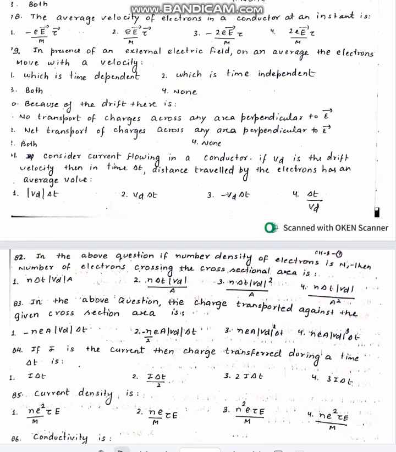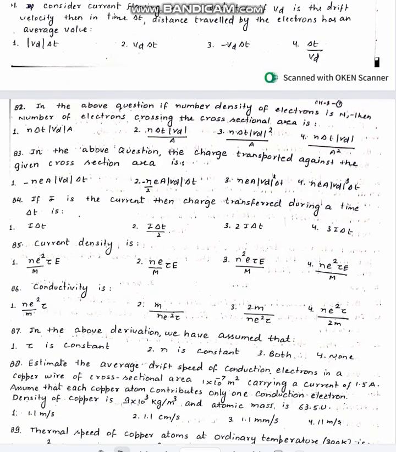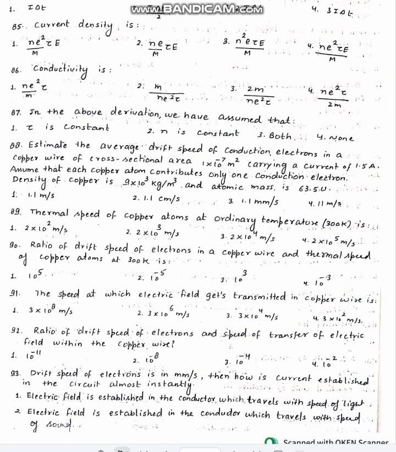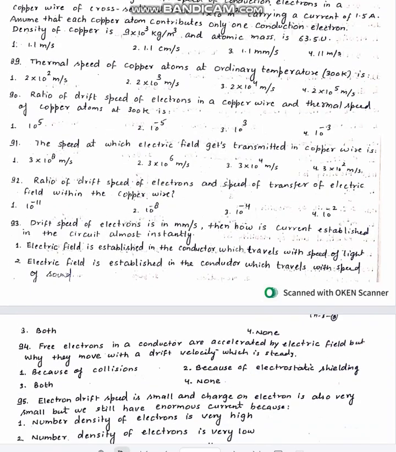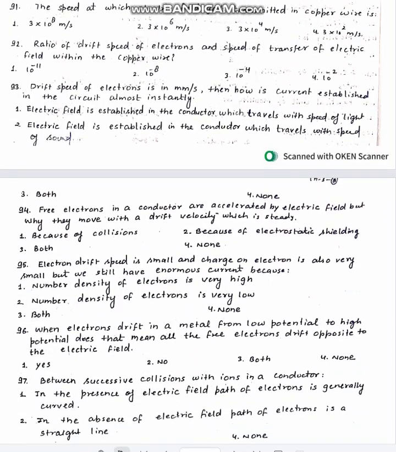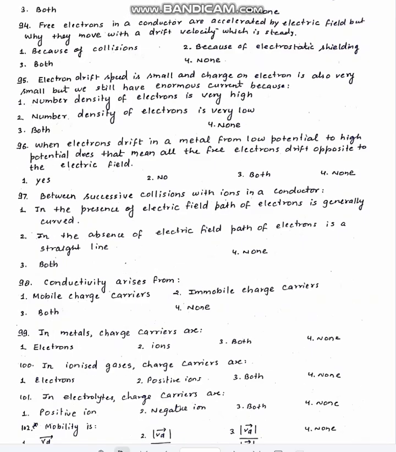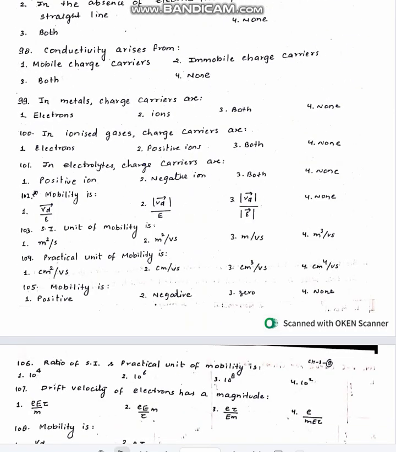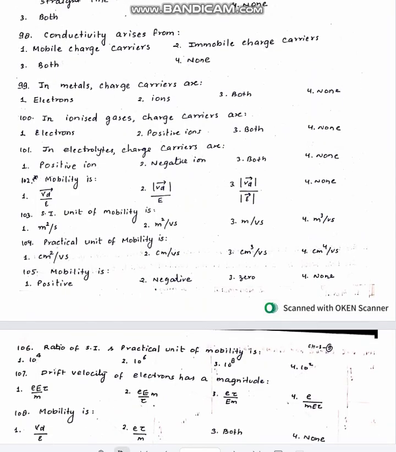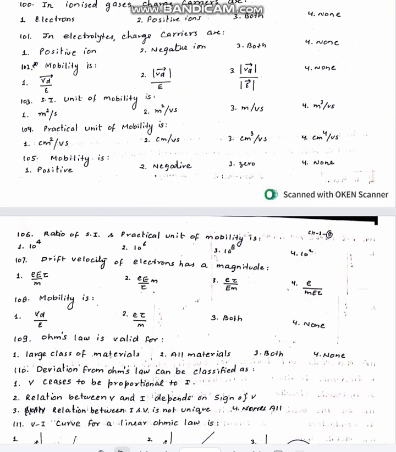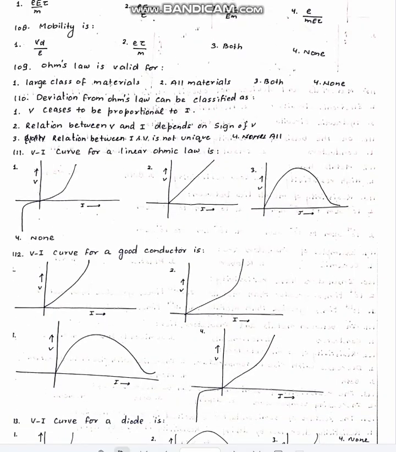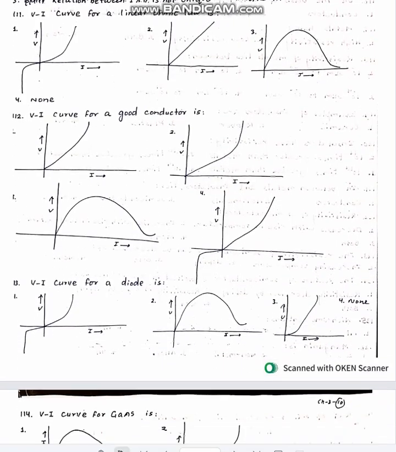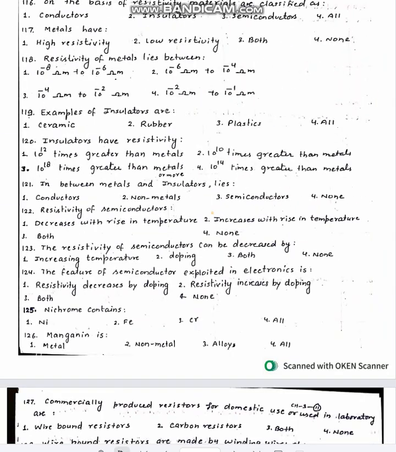Then we have concept of drift velocity, current through them, current density, conductivity. Then we have some numericals based on thermal speed, drift speed, electric field speed, ratio of drift speed of electron, etc. We have electronic collisions, concept of metals, ionized gases, mobility, SI unit, CGS unit, practical unit, ratio of SI and CGS unit. Then we have mobility, then VI curve for linear and nonlinear conductors. Then we have for diodes, transistors, etc.